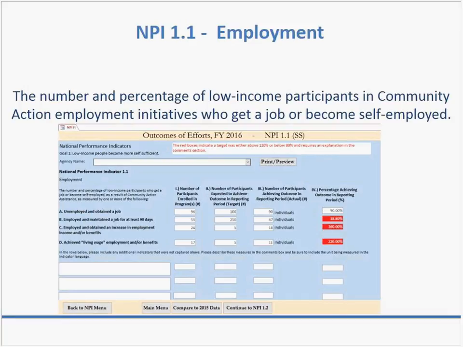NPI 1.1 is in the domain of employment, and it asks for information about the number and percent of low-income participants who get jobs or become self-employed. And you'll see the subsections there on the screen. You'll see that there are some flags over to the right in the red, and those are the things that Katie just mentioned where there are differences.